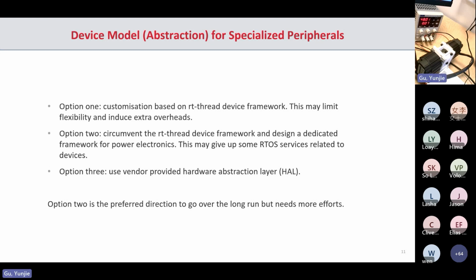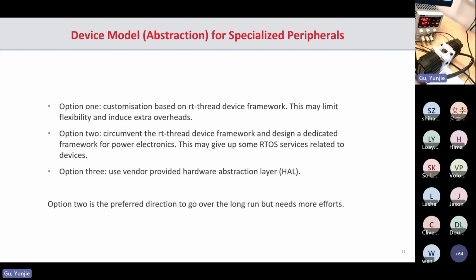Another option is to simply use the hardware abstraction layer, the HAL, of the vendor. Say the STM or the NXP devices, they provide a very good HAL which you can use. But the problem is that the HAL for different vendors is very different. And even, say, for TI's C28 MCUs, there is no HAL, or the HAL is very bad. That means if you use the HAL, you limit the portability of the code.